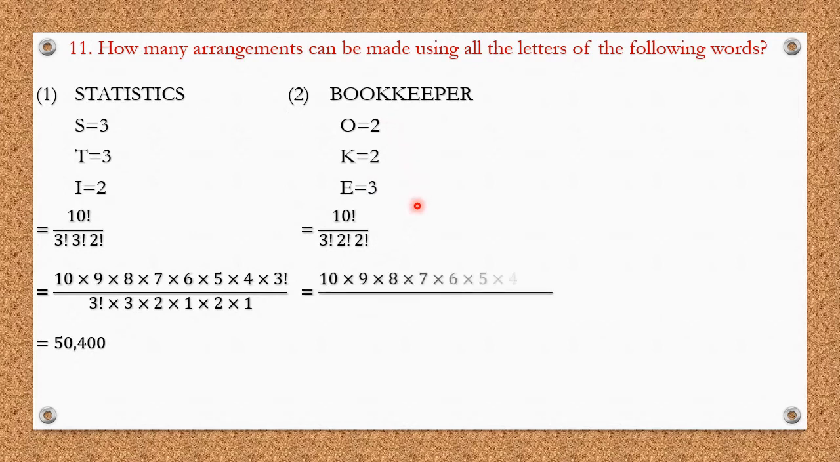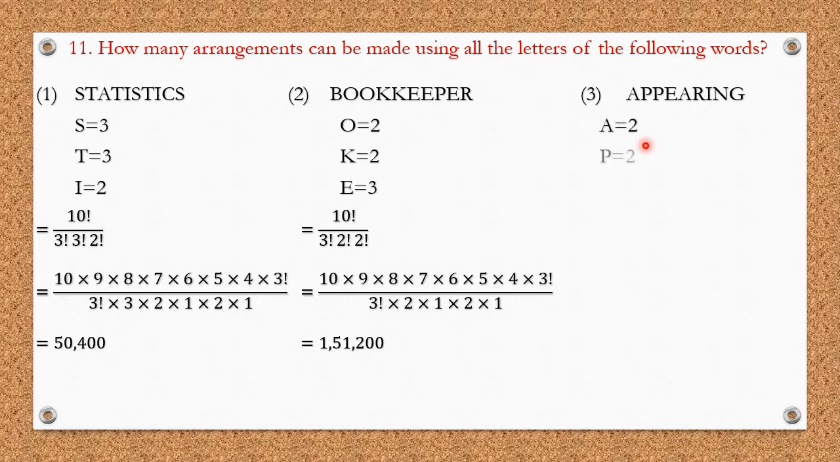So once again, I'm going to expand it up to 3 factorial, divide by 3 factorial, and then expand both 2 factorials. Multiply these values, divide by these values, and you get 1,51,200. So that's your answer. When we take the letters of the word bookkeeper and find the total arrangements, we get 1,51,200 arrangements. Similarly, the third question has appearing in it, and in this word A appears 2 times, P appears 2 times. That's all.